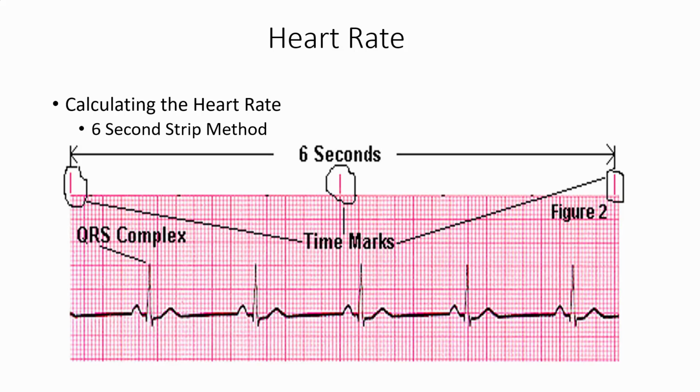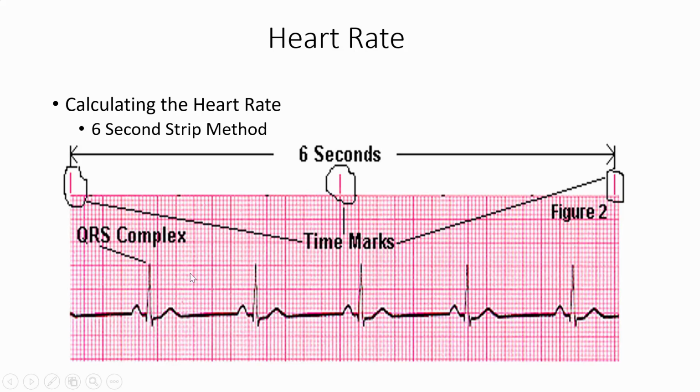So after we determine what the rate is, then we want to see if it's regular or not. To determine if something is regular or not, you measure the R to R. And what I mean by that, when you look on this picture right here, remember this is your QRS complex. So this right here, this is your QRS complex. You measure from R to R. So I would measure from here to here, and see if that was regular or not.